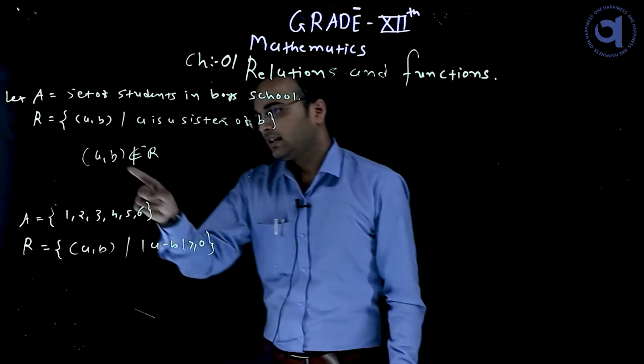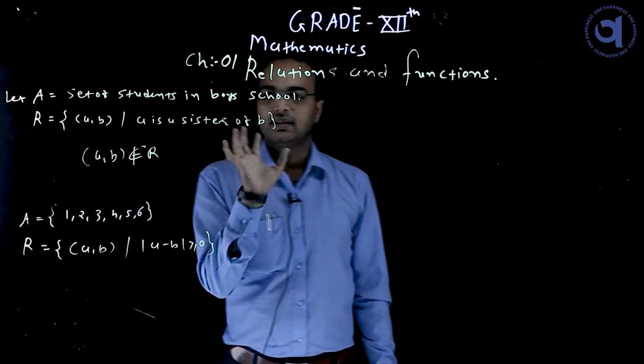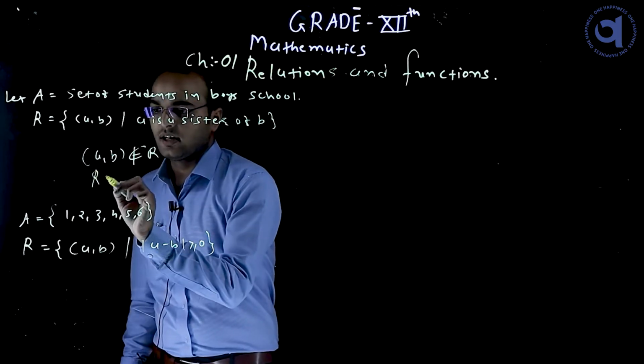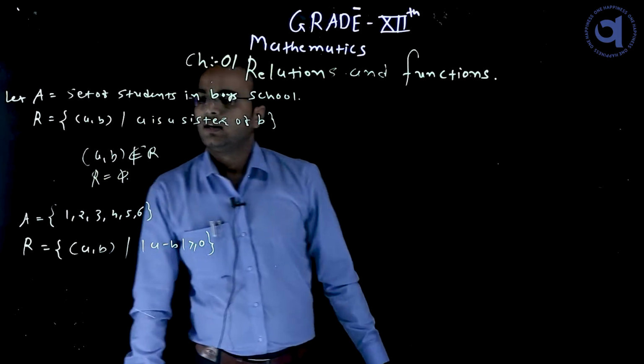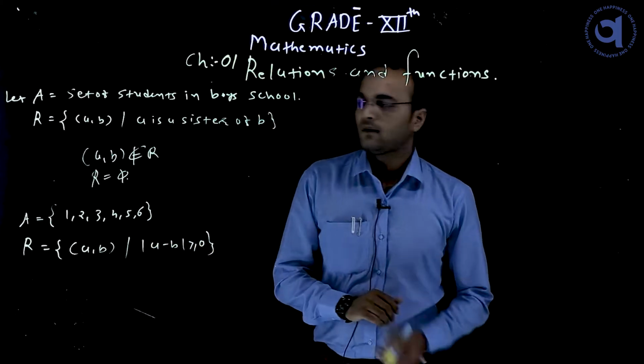So we cannot say A is a brother of B. So there are no elements in this relation. So R is what? The empty set, and that's why it is called an empty relation. Okay, this is the example of an empty relation.